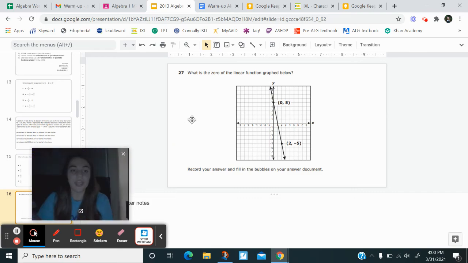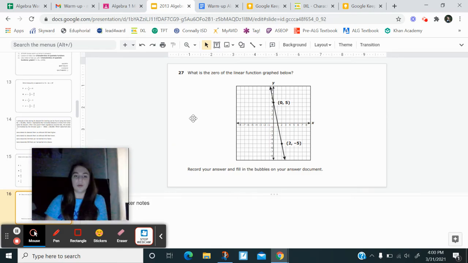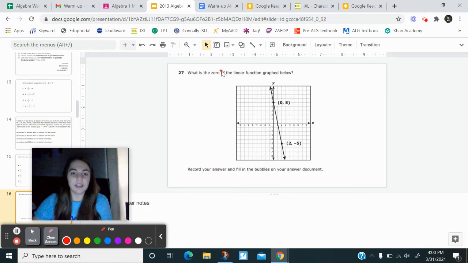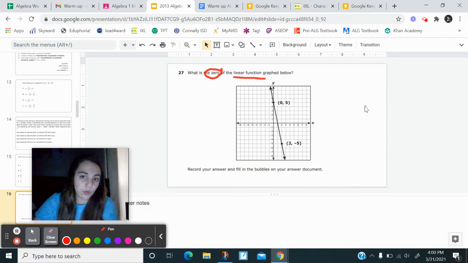Okay. And then last question, number 4. This one's going to go pretty quick because I need you to know that the word zero right here is something that's important. It says, what is the zero of the linear function? In a second, we're going to talk about zeros of quadratic functions. I need you to know that the word zero just means the x-intercept.